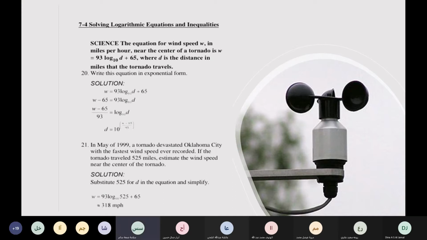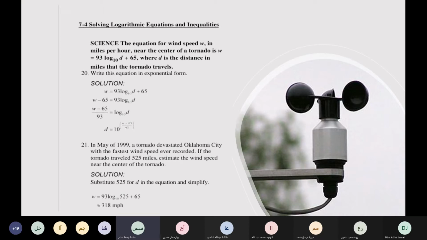The equation for wind speed W in meters per hour near the center of a tornado is W equals 93 log base 10 of D plus 65. As we can see in this equation, D is the distance in miles that the tornado travels. On this question, we can use the logarithmic function and equation to know the wind speed when we have a tornado. I will use the general formula, x equals b to the power y. So I will solve it: minus 65 both sides, then divide by 93. Then I will rewrite it. It will be D equals 10 to the power of (W minus 65) over 93.